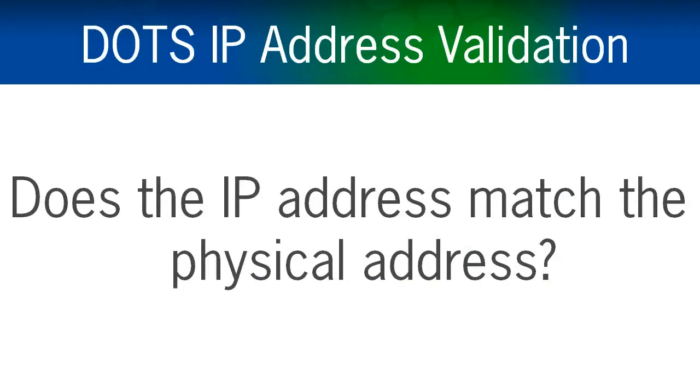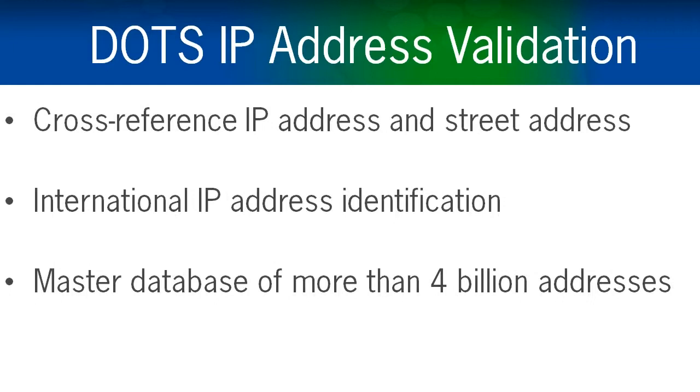Did you know that mismatches between a customer's computer IP address and their physical address is a leading indicator of online fraud? DOTS IP address validation puts an end to this problem. This real-time web service API cross-references the online customer's IP address against other data points they've inputted, including their own mailing address, to identify potential fraud.